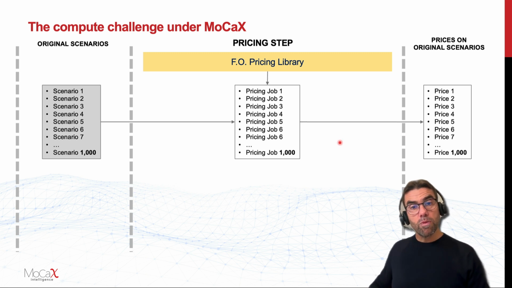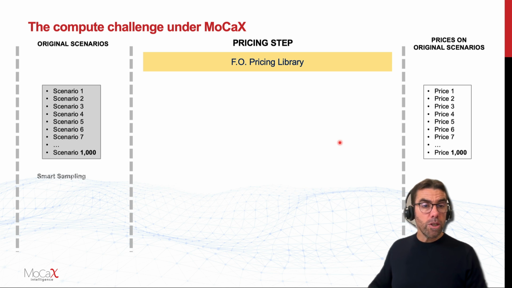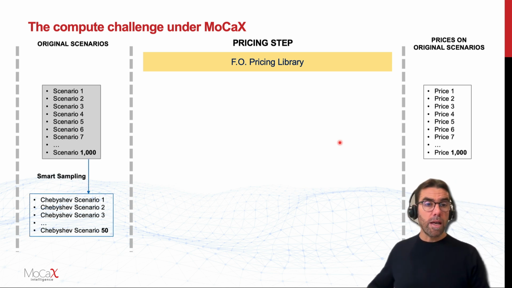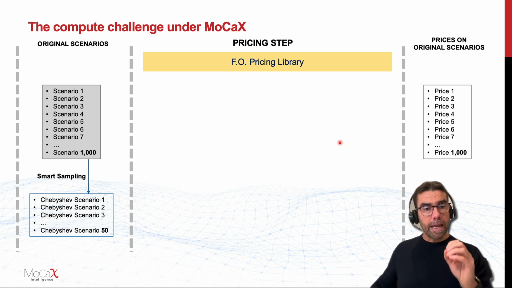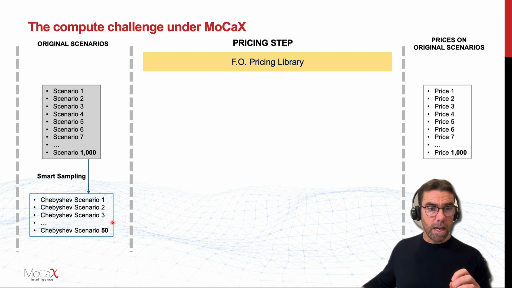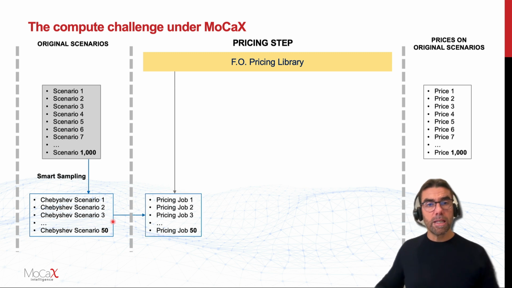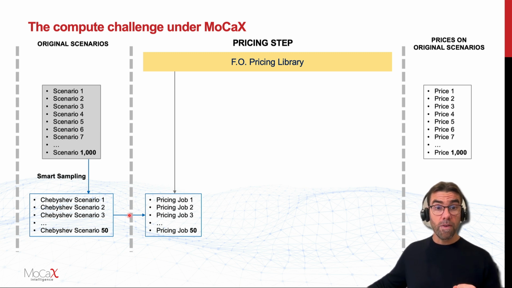Now, instead of doing this, we're going to do the following. First, we're going to read from these 1,000 scenarios, and we are going to create a number of smart scenarios, Chebyshev scenarios. And in a minute, I'm going to explain how we obtain this. The key idea is that this number here has to be much smaller than this. Why? Because once we have, in this case, 50 scenarios, we're going to price the portfolio in those 50 scenarios. So it is 50 pricing jobs instead of the 1,000 jobs that we had here before.